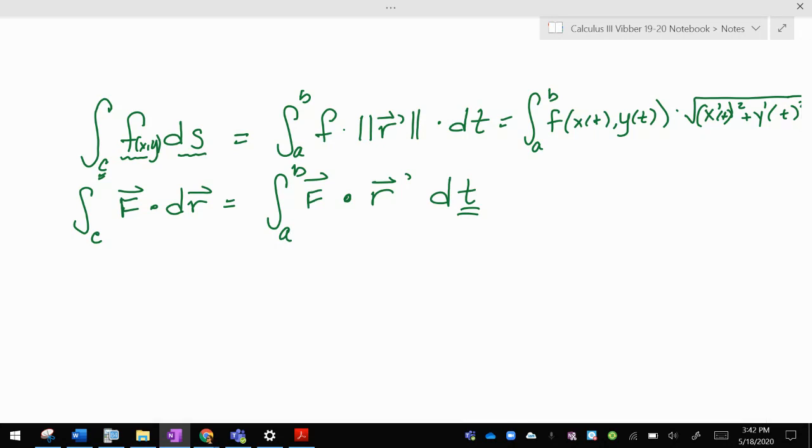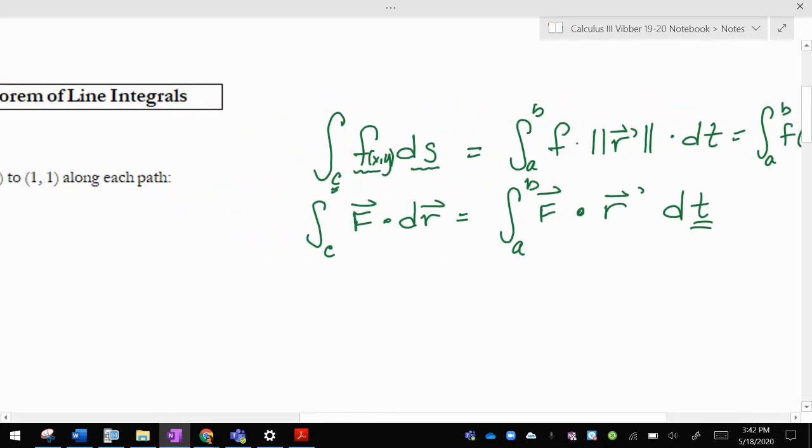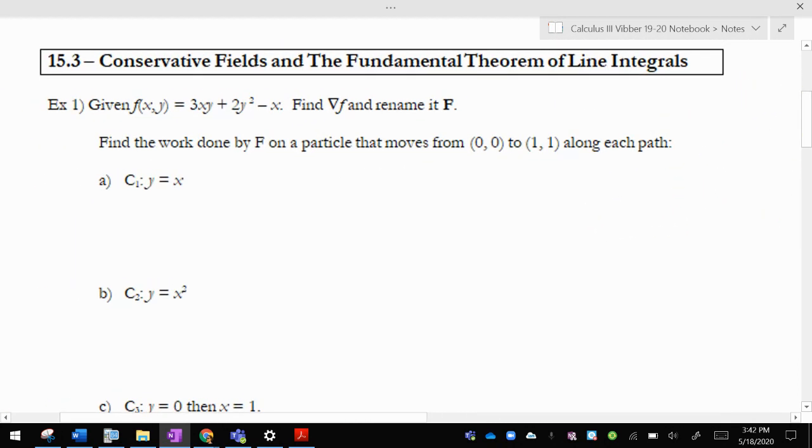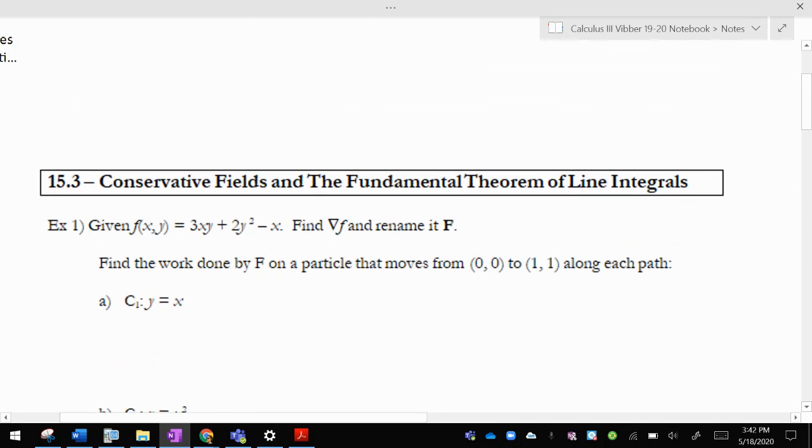So now what can I do with this beyond these two things? Well, let's come back here for a second. And it says conservative field and the fundamental theorem of line integrals. All right. First, what's a conservative field? Well, a conservative field is the other thing we need to do a quick review of.